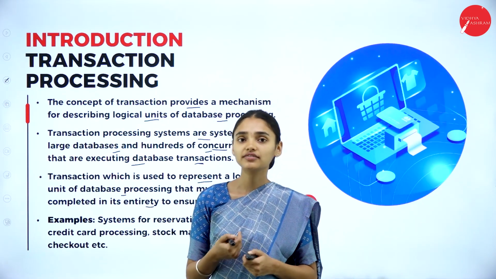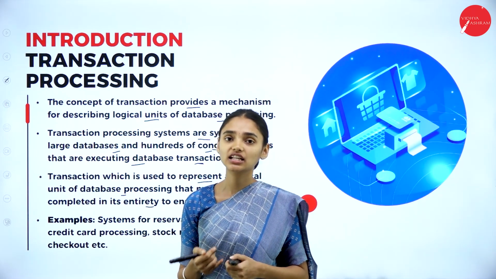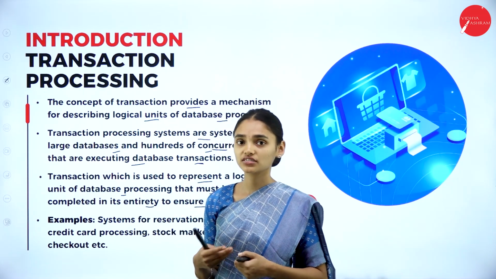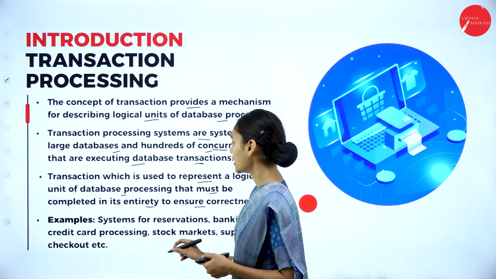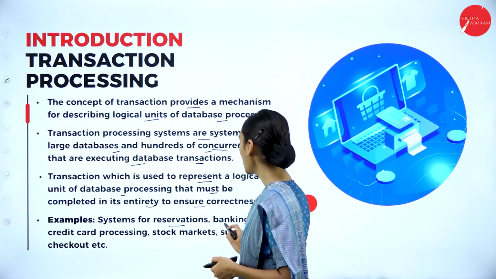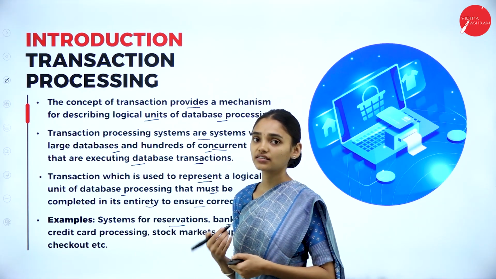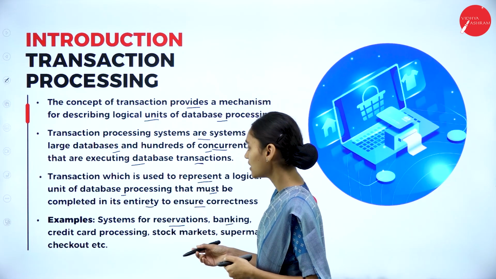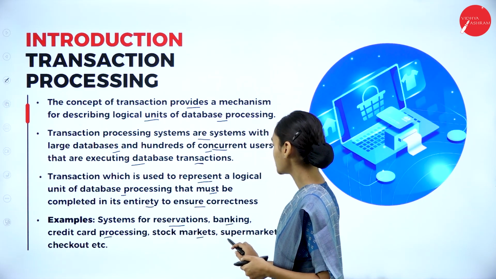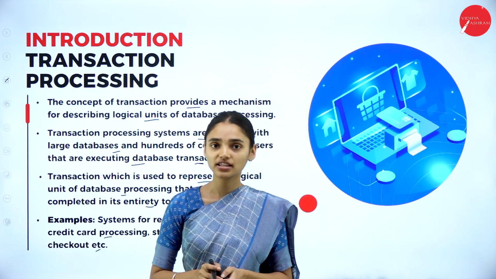Now an example where we see concurrent users for transactions. An example is railway reservation, where multiple users use the railway reservation website to reserve their tickets. Other examples of such systems are railways, airlines booking, and banking, where many people are withdrawing and depositing money. Then credit card processing, stock markets, supermarket checkouts, etc. These are all examples of transactions.